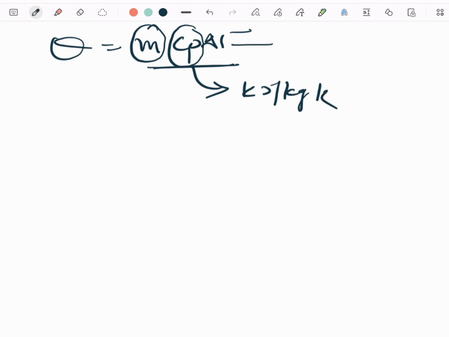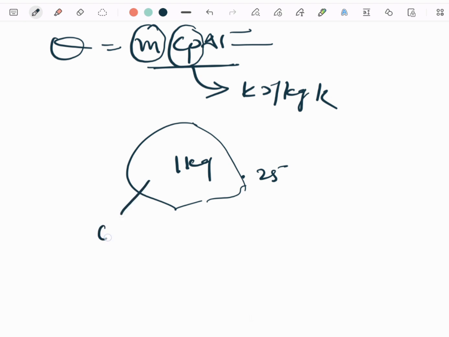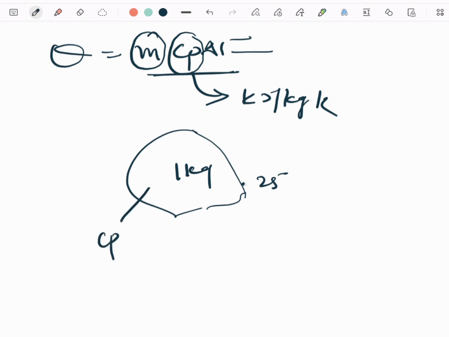Okay, let's take an example. Suppose you have a material having a mass of 1 kg and initial temperature is 25. Cp of the material is known, and you want to increase the temperature of this material from 25 to 75. In that case, how much energy is required to increase the temperature of the 1 kg substance from 25 to 75 can be calculated by this equation.